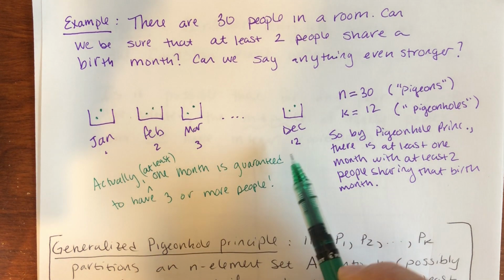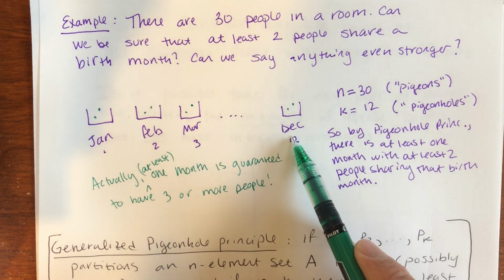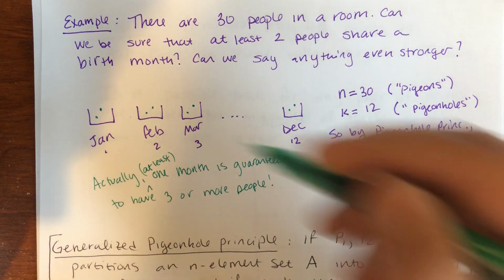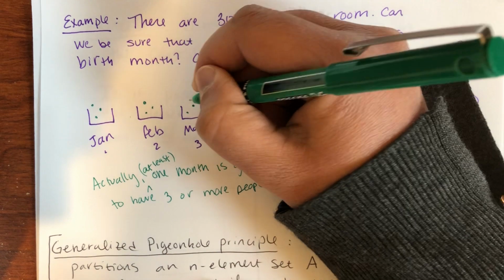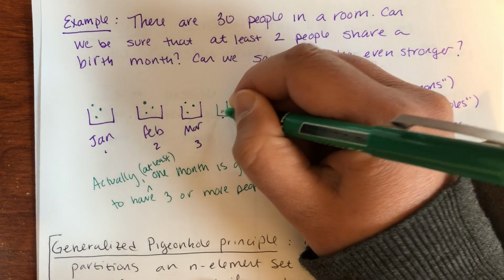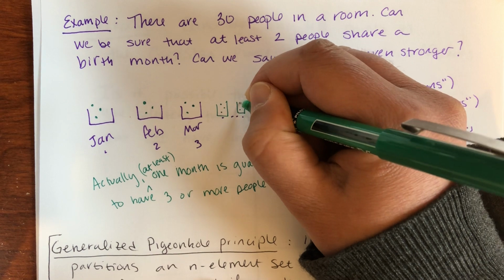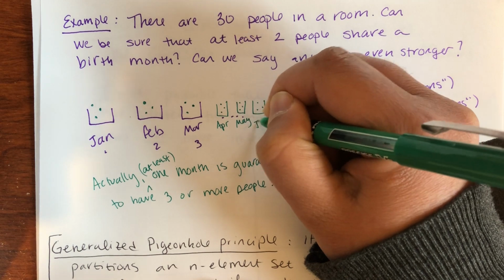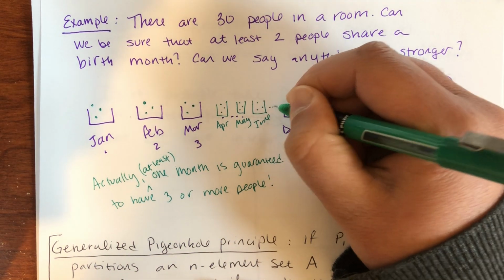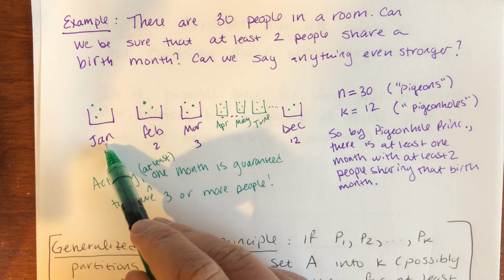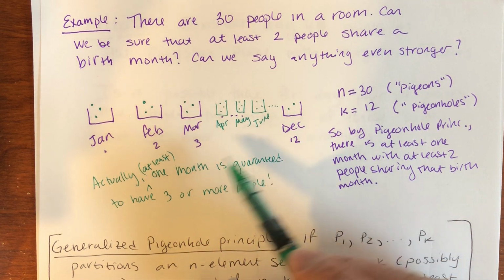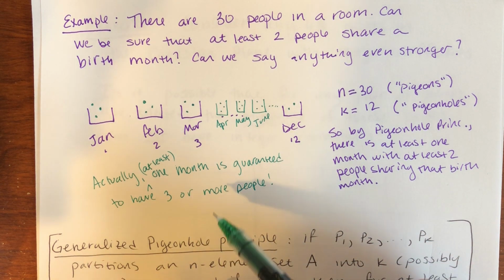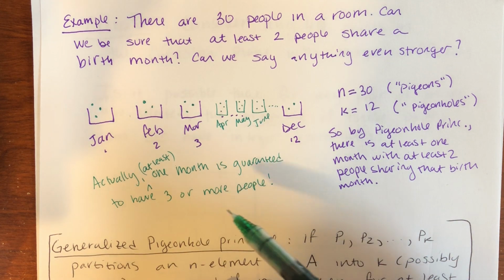Can we go even further? Can we be sure that one of the months has 4 people in it? Well, no, we can't, right? Because this accounts for 24 people. So what we could do is say the 25th was born in January, 26th, 27th, run out of months, the 28th, 29th, and the 30th, if this is April, May, and June. So it is possible to divide them up in such a way that each month has at most 3 people in it, right? 3 people or less. So we can't be sure that one of the months has 4 people in it, but we can be sure that there's at least 1 month that has at least 3 people in it.